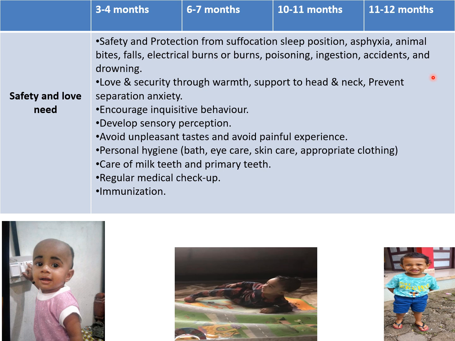Mostly up to 1 year, it is others who create problems for the child. It can be an elder sibling or someone who is not taking care of the child very nicely. So accidents can happen from them. So we need to educate parents on that. Love and security must be provided to the child through warmth, support of the head and neck, and preventing separation anxiety.